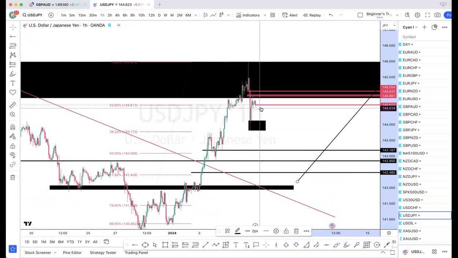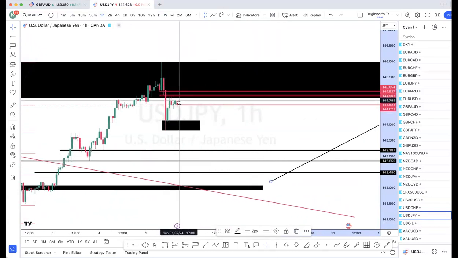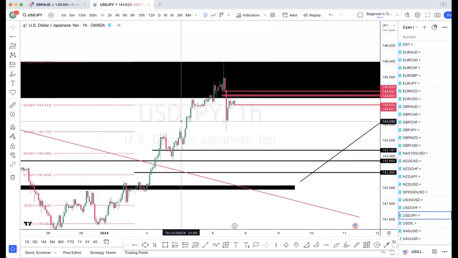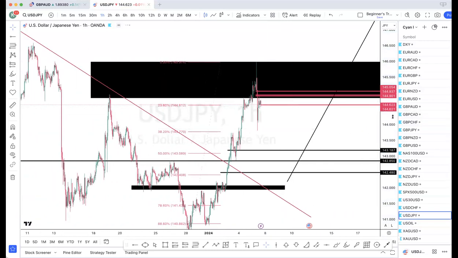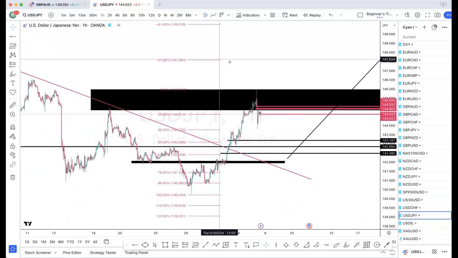So we were looking for the pullback, and it did pull back, and it ended the day with a 1 hour order block. I'm looking to sell UJ down to where that imbalance is, where your zone is down there. How many pips is it? Then we fibbed the move. We did fib from here to here, so we're looking for it to come up here.